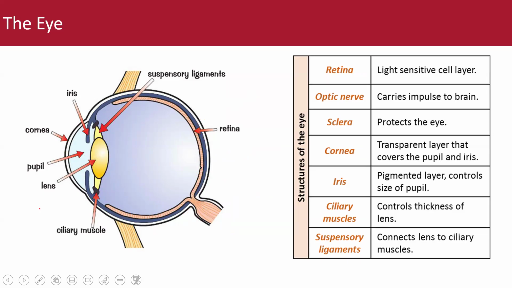The other bits, you've got the cornea, which is basically a protective layer. If you get conjunctivitis, that is an infection of the outside of your eye. The pupil is the black hole. The lens is obviously the part that actually focuses the light. The ciliary muscle and suspensory ligaments are the parts that stretch and relax the lens.